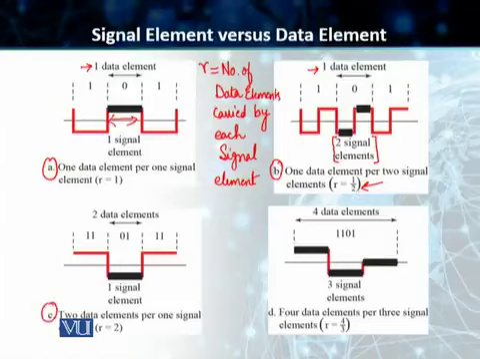Scenario number 3. We have got two data elements and we have got one signal element. So the ratio r, the value of r, is 2 in this case. Students, last case, we have got 4 data elements and these 4 data elements are being carried by 3 signal elements. So the value of r, the ratio r, is 4 by 3.